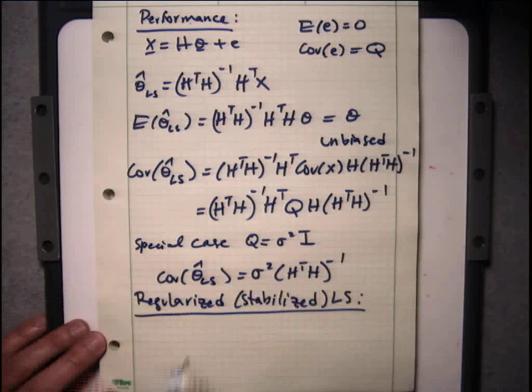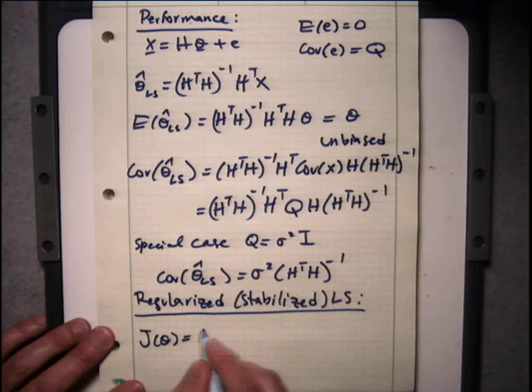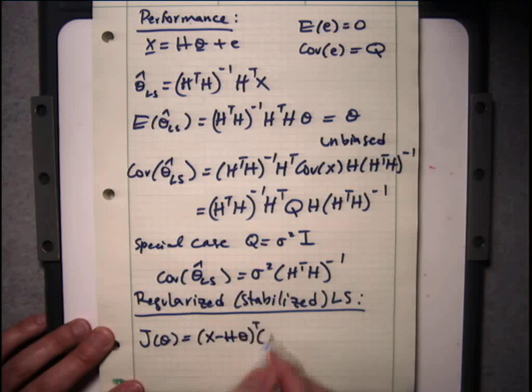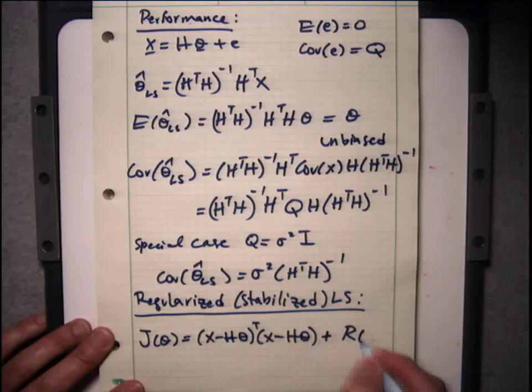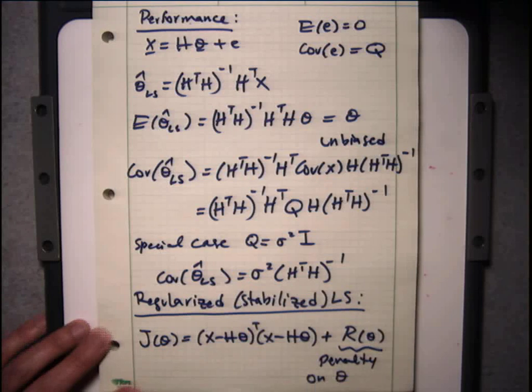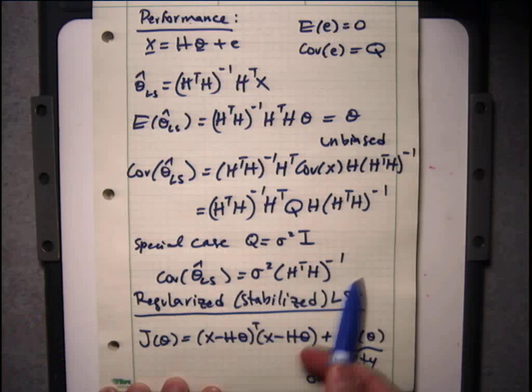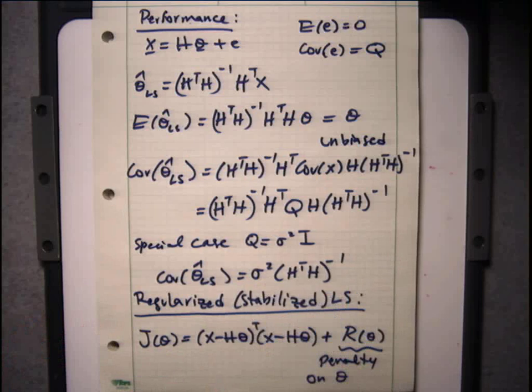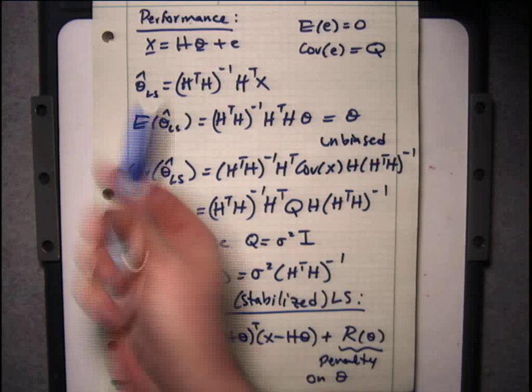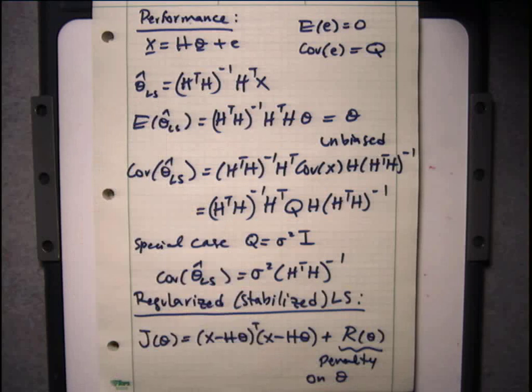Okay, so the idea here is instead of just minimizing x minus h theta transpose x minus h theta, we minimize this plus another term, let's call it r of theta, which is some kind of penalty on theta. And what I mean by penalty is, for instance, if H transpose H is close to singular, and there's a slight amount of noise, that noise is going to be blown up, right? And so the size of the estimate that you get, the size of theta hat, can become very, very large as a result of noise.